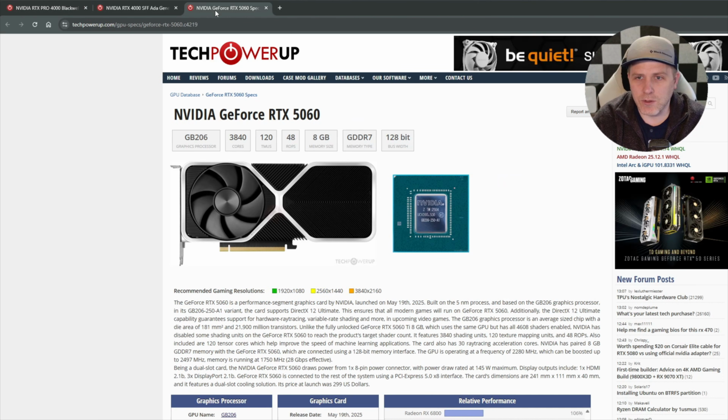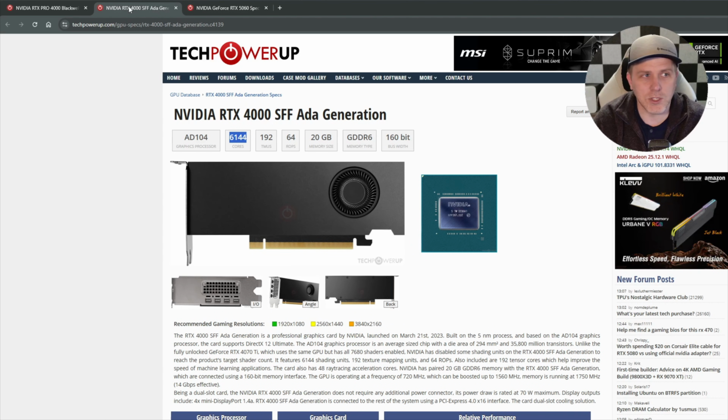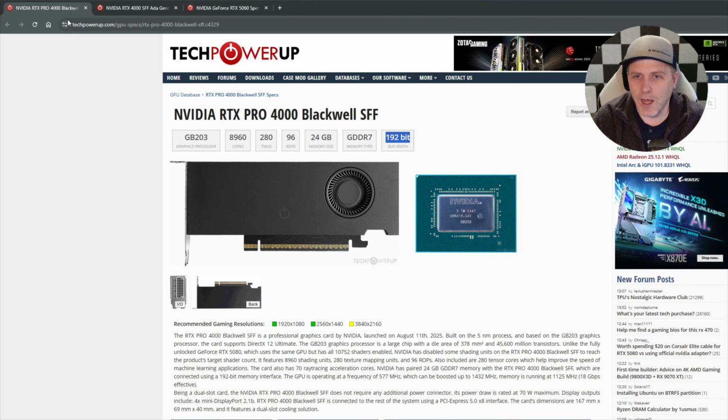If we compare that to the 5060, which is also an option that would fit in these enclosures, it has 3840 cores and a 120-bit bus width. It does have GDDR7, only 8 gigs of RAM. That's one thing I failed to mention: the Ada generation only had 20 gigabytes of RAM, but Blackwell has the full 24 gigabyte memory size, so pretty cool stuff here.